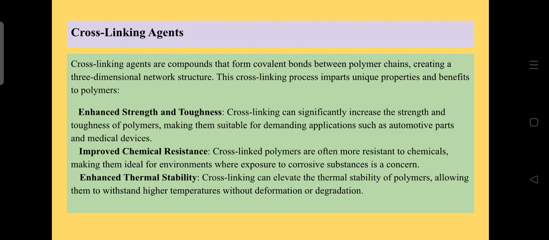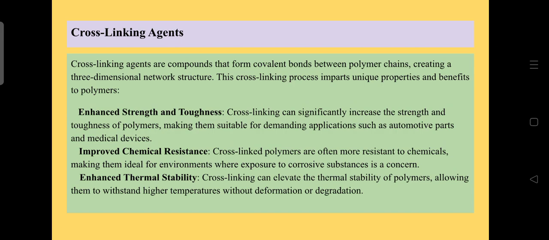And another important polymer additive we have to see is the cross-linking agents. The cross-linking agents are the compounds which can form covalent bonds between the polymeric chains, creating a very good and very rigid three-dimensional network structure for the polymer matrix, which can impart unique properties and benefits to the polymer.